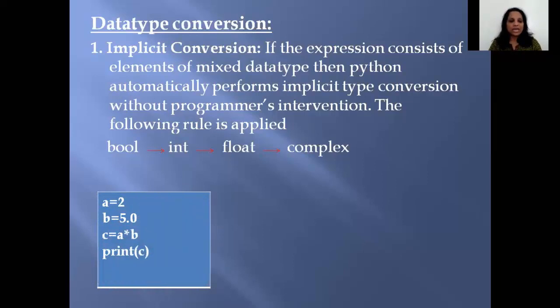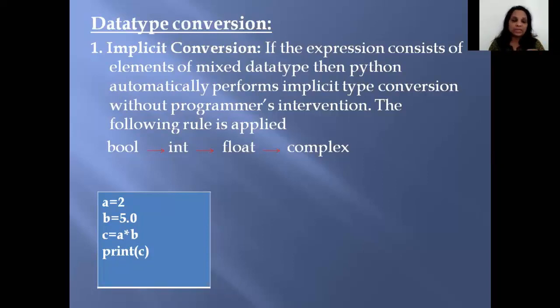I have A, which is an integer. I have B, which is a floating point value. And then it says C is equal to A into B. So it's A, which is an integer, 2, and B, which is a floating point value, 5.0. Now, implicit conversion takes place here. Why? Because they are data of two kinds. And according to implicit conversion, does float get converted to an integer or does integer get converted to a float? Integer gets converted to a float. So it takes the value 2, converts it to 2.0, and multiplies it with 5.0.